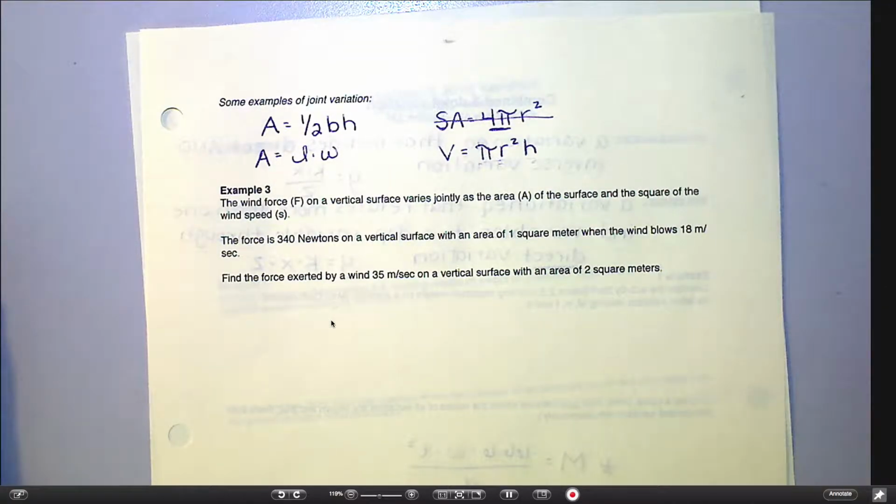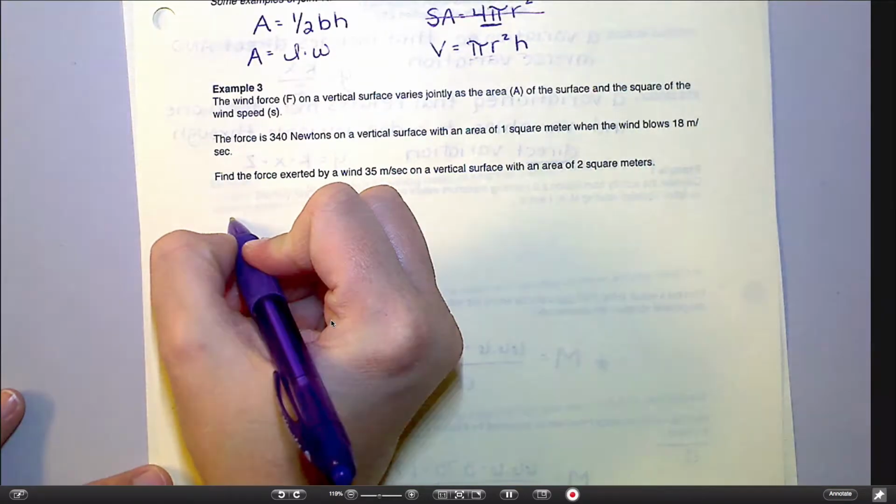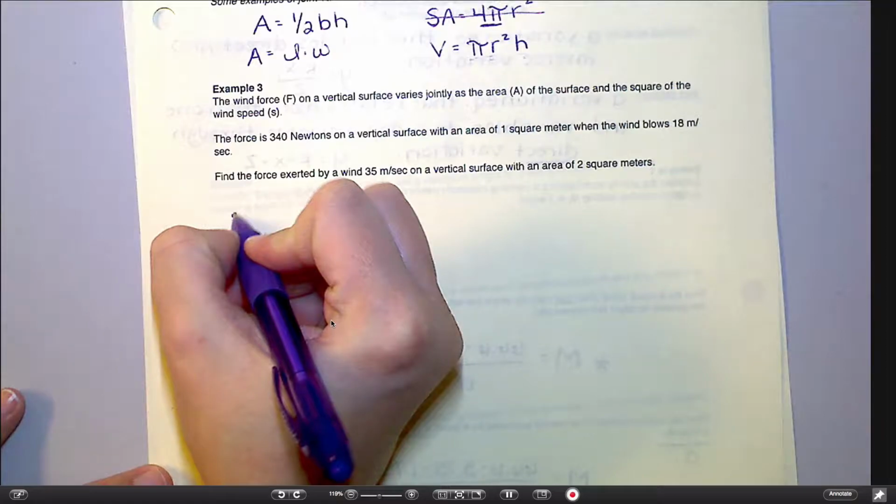Okay? So I just wanted you to get an idea that this is not a new thing. We're calling it something new, but you've seen this before. And now that I've made you think that it's really easy, let's look at this problem with all these words and scary numbers in it. The wind force on a vertical surface varies jointly, so there's a new one for you, as the area of the surface and the square of the wind speed. So let's start by writing ourselves a general equation. That's always our first step, right?